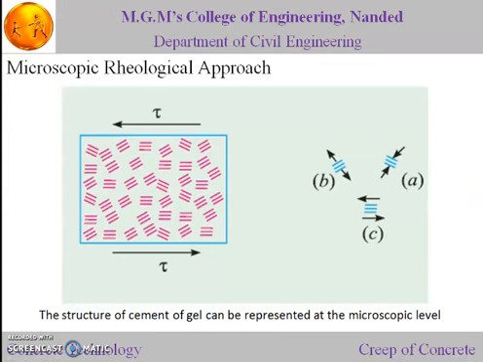Now we'll see the microscopic rheological approach for the concrete members. This figure shows the structure of cement gel, represented as crystal clusters randomly oriented in a solid matrix of the concrete. This is a small fraction element of the cement gel which is subjected to pure stress. So this figure represents the structure of cement gel at the microscopic level.